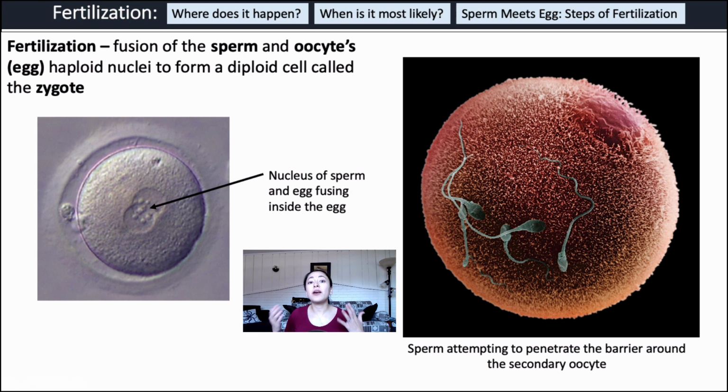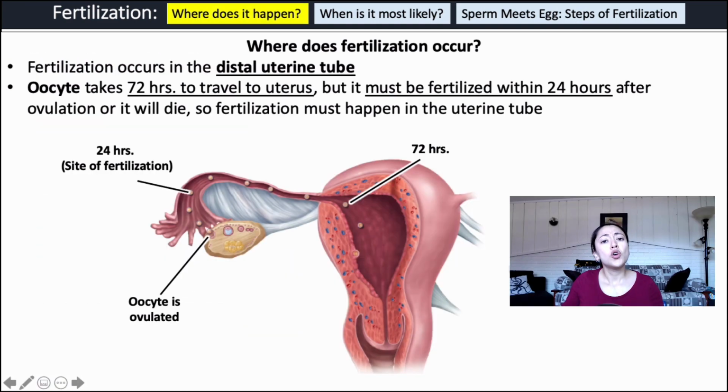Now we're going to talk about a couple of things related to fertilization, such as where does it happen? When is it most likely to occur? In other words, when is a female most likely to get pregnant during her menstrual cycle? And also we'll talk about what happens when the sperm actually meets the egg. So what are the actual steps necessary for fertilization to happen? So where exactly does fertilization occur? Fertilization occurs in the distal end of the uterine tube.